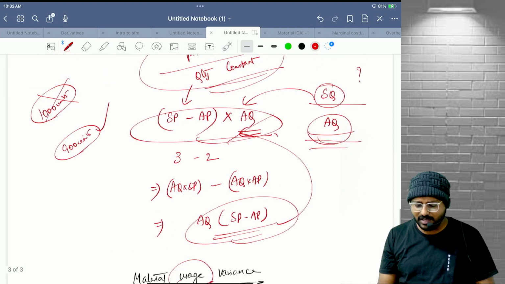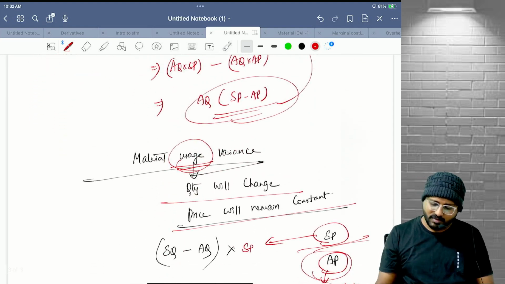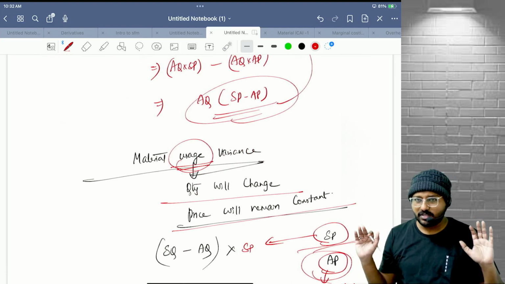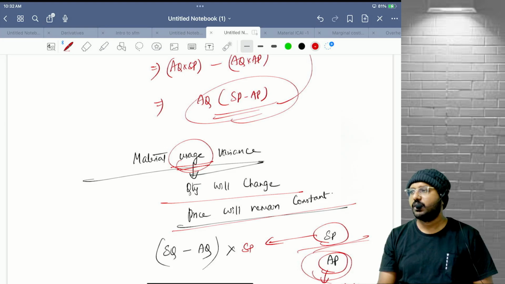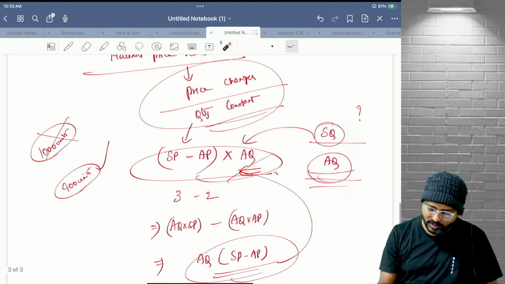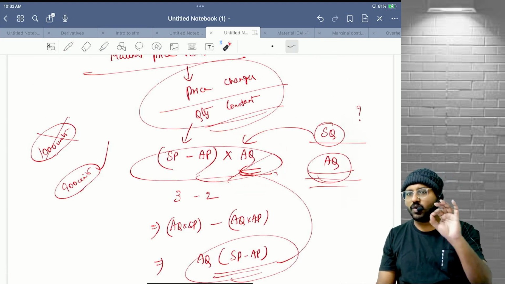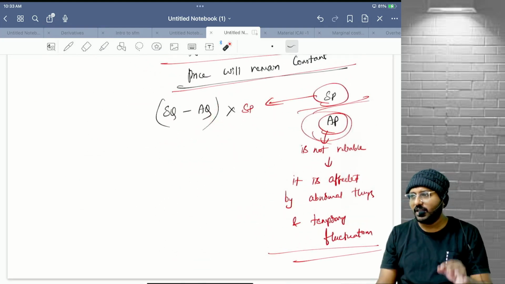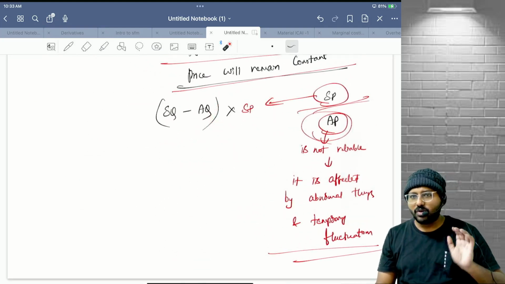So, this is the reason why even many faculties don't understand the logic behind this, and therefore they end up memorizing things. They will also memorize, and they'll ask the students also to memorize. Got the point? So you need to understand. So when it comes to quantity always, which quantity will remain constant? Actual quantity. When it comes to price always, which price will remain constant? Standard price. I told you the logic for both of them.